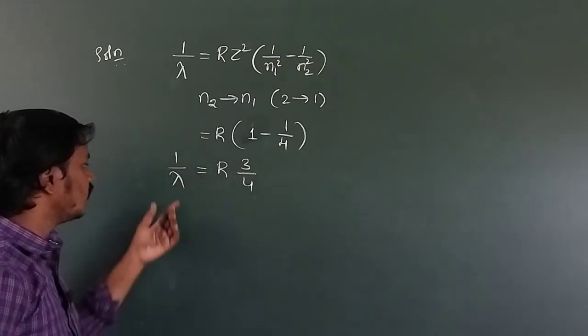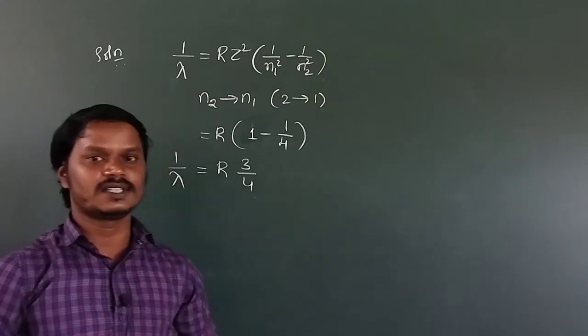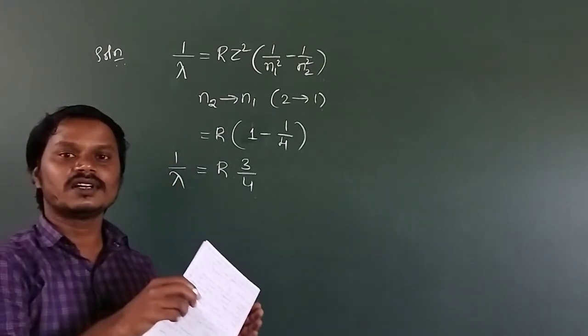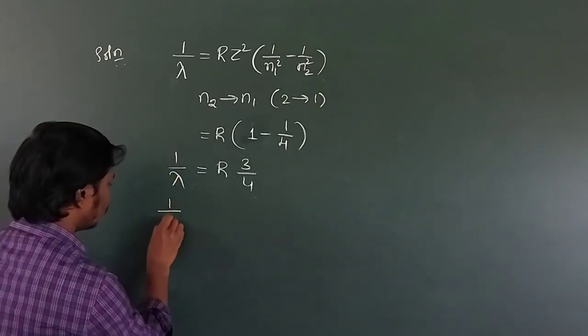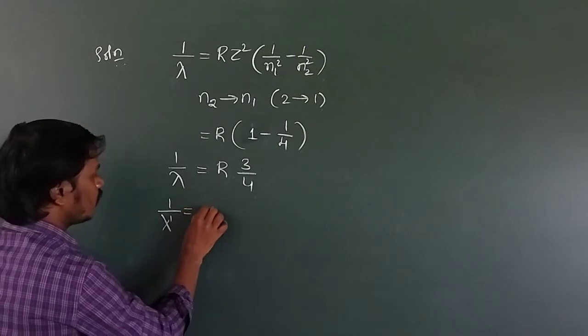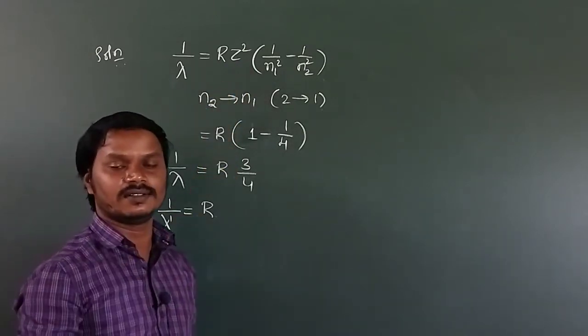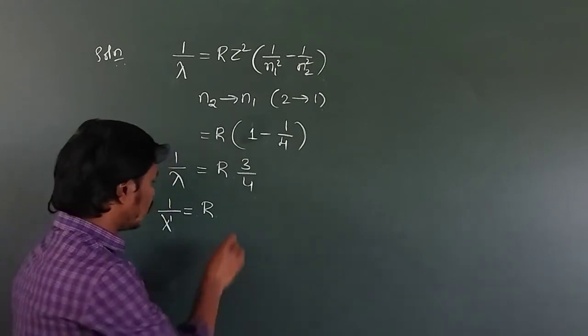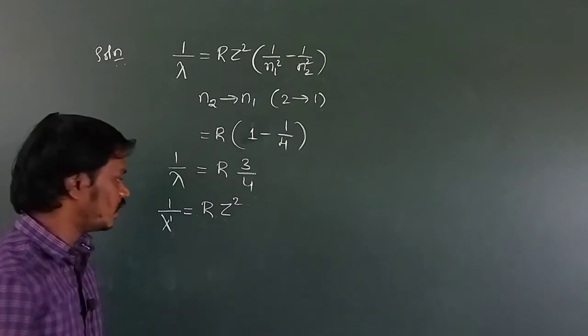Then what is lambda here? Lambda is the wavelength of the first line in Lyman series. Then the wavelength of the second line in Balmer series, I will write that as 1 by lambda dash. 1 by lambda dash is equal to... So we don't know the atomic number of that hydrogen like ion. That we have to find. Now R into Z square, I will take it as R into Z square.